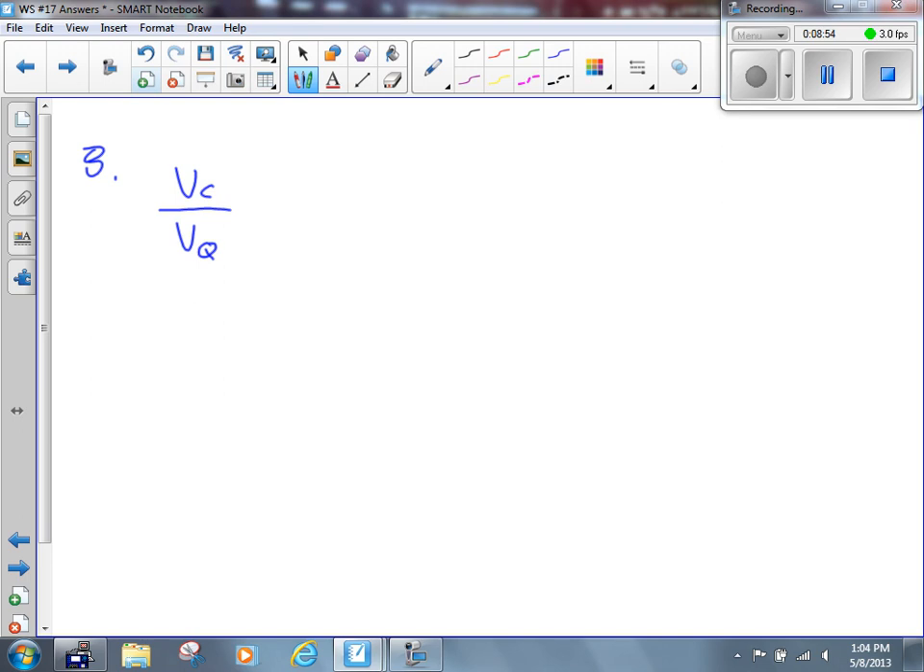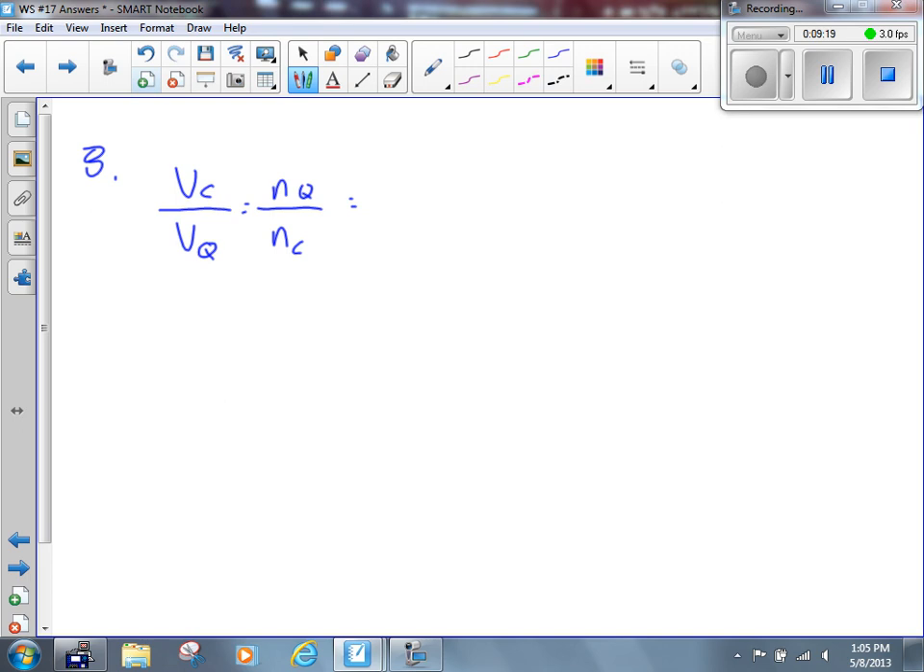You can solve for the speed of light in each of those materials using the definition for the index of refraction. N is equal to C over V. But there's an easier, quicker way. If V1 over V2 is equal to N2 over N1, then VC over VQ is equal to NQ over NC. We know the indices of refraction.